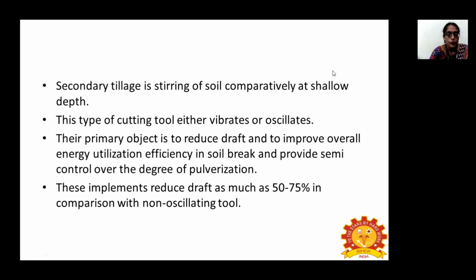Overall, in the case of spring-loaded tines, they are normally used in stony and stubborn soils.